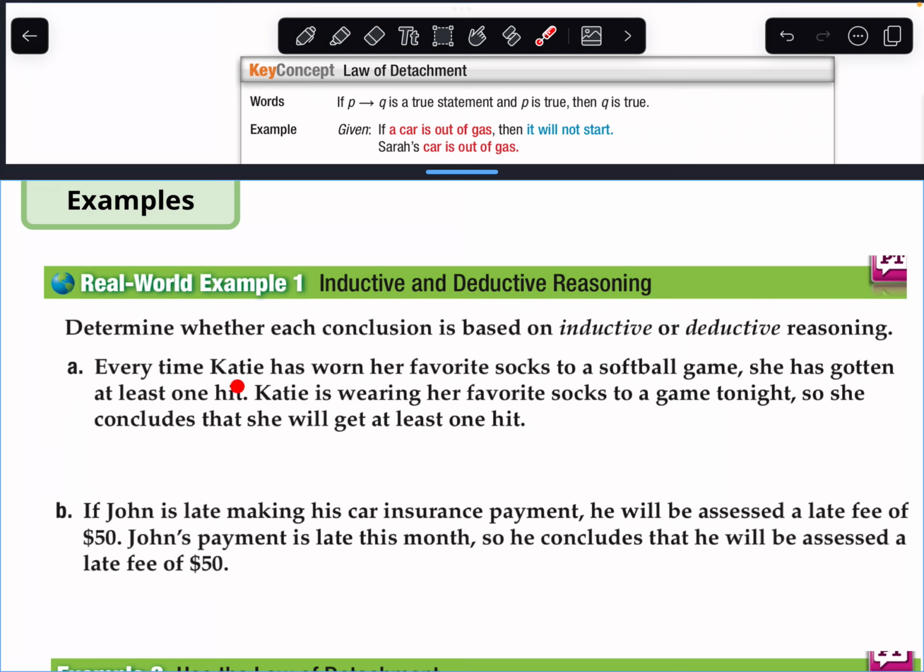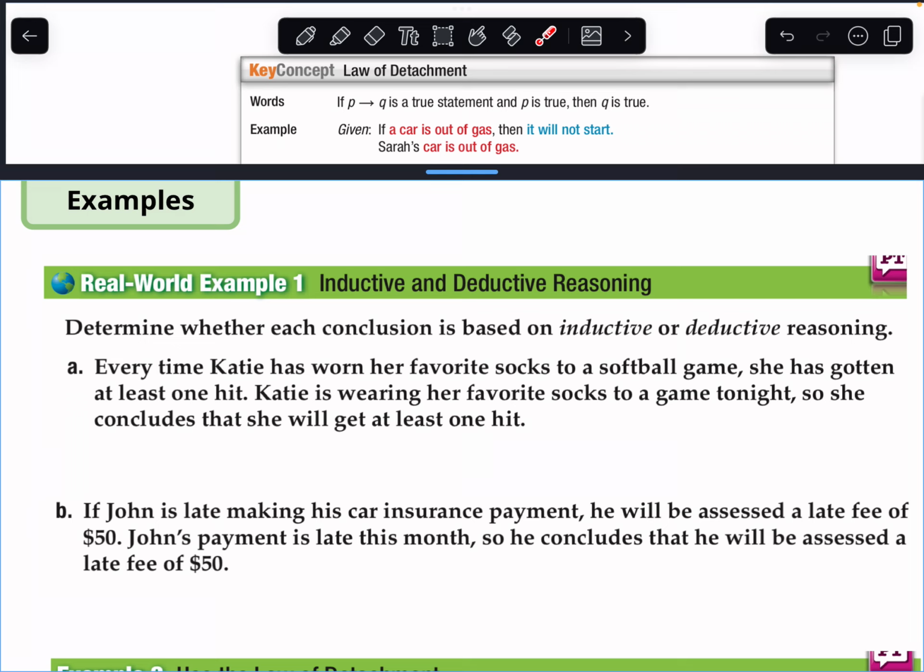So, every time Katie has worn her favorite socks to a softball game, she has gotten at least one hit. Katie is wearing her favorite socks to a game tonight. So, she concludes that she will get at least one hit. This is interesting because there is definitely a pattern noticed here. Every time she wears the socks, she gets a hit. But that is the pattern Katie has already noticed. We're going to use that pattern to apply to a new situation, Katie wearing her socks to tonight's game. That's the specific instance. So the conclusion is she will get at least one hit.